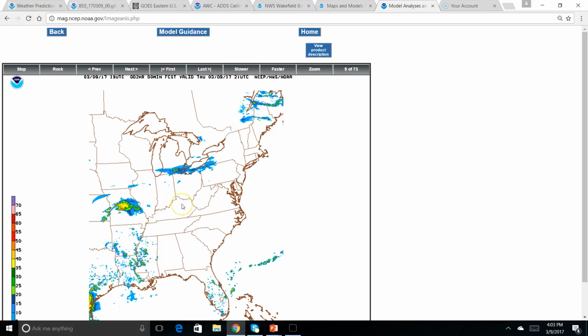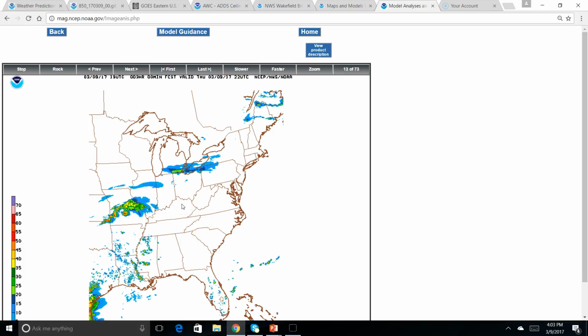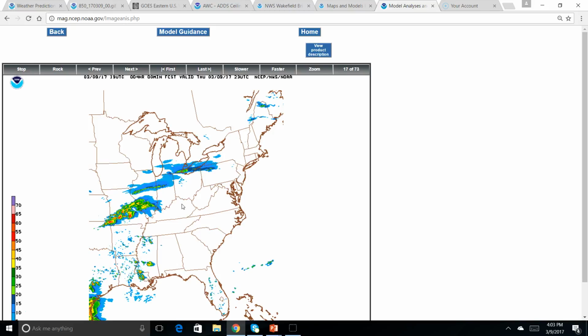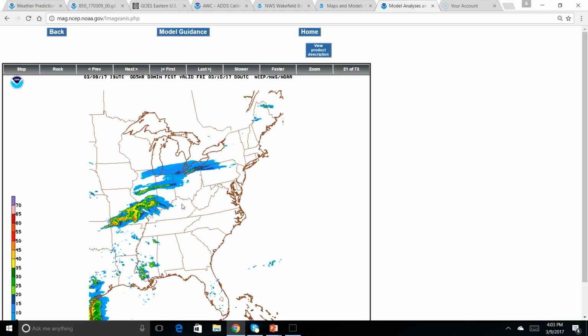These are all different things you have to be aware of when you're flying, and we're developing this as we go along in the meteorology.